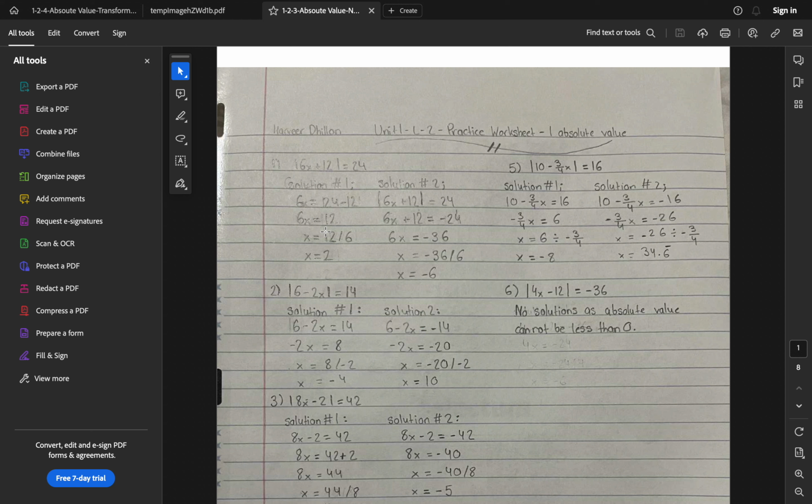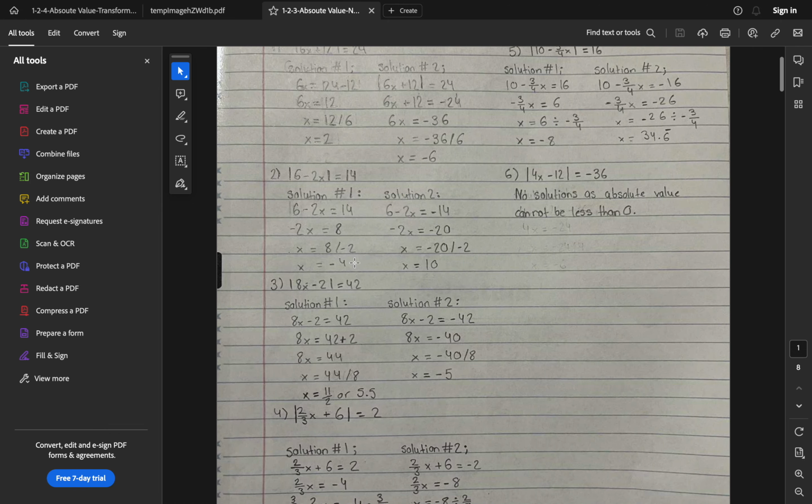The second solution is to make 6x plus 12 equal to negative 24. If we move the 12 over, it becomes 6x equals negative 36, which becomes x is equal to negative 36 divided by 6, which is equal to x equals negative 6. So these two values are what x can be in this specific solution.